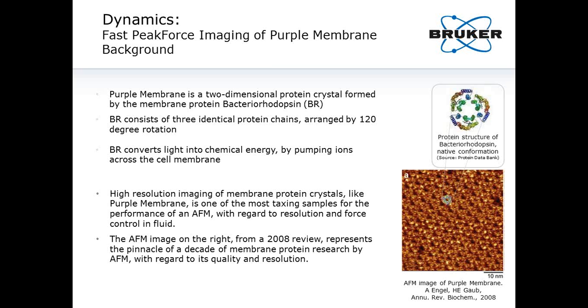High-resolution imaging of membrane protein crystals like purple membrane is one of the most taxing samples for the performance of an AFM with regard to resolution and force control in fluid. The AFM image on the right from a 2008 review represents the pinnacle of a decade of membrane protein research by AFM with regard to its quality and resolution.